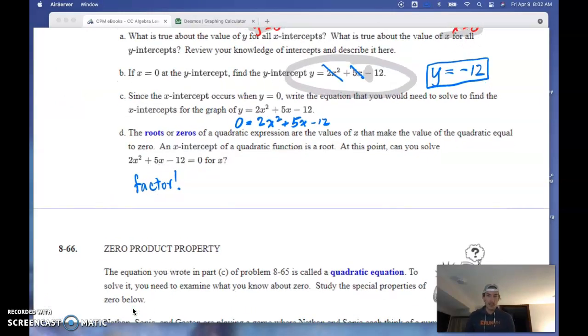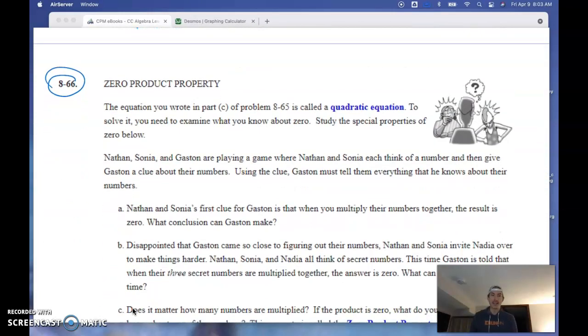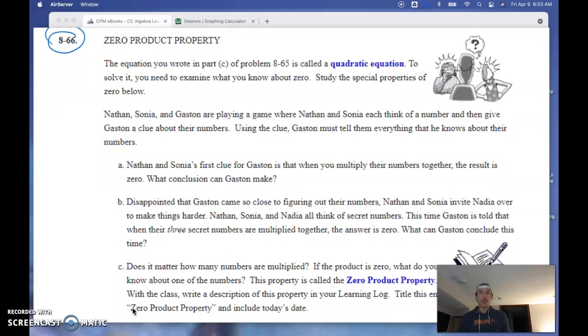And I'll talk with you guys about that in just a minute, but before we can factor and solve, we've got to rehearse an idea, and this idea is the zero product property, okay? So the equation we wrote in part C of 865 is called the quadratic equation. I think we're pretty familiar with that now. To solve it, we need to examine what we know about 0, right? And we're going to go through this quickly. There is no doubt in my mind that if I go quickly through this, you may miss something. So do not hesitate to back up and rewatch.